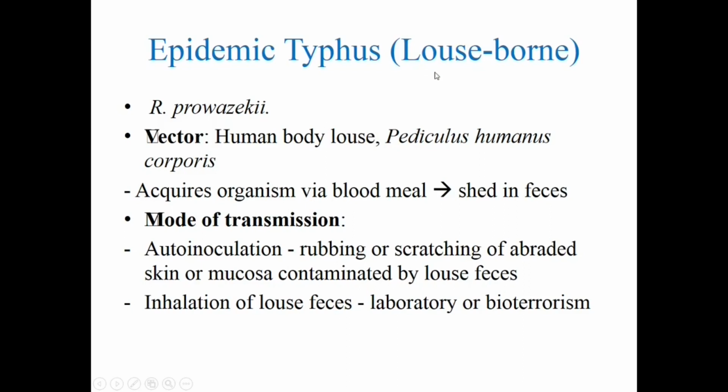I don't know whether you will be able to recollect all of them, but epidemic typhus is caused by prowazekii, transmitted by the body louse. The louse gets the infection by feeding on the blood of an already infected person, and it sheds the bacteria in its feces. This is how the infection goes on. Auto-inoculation can occur because the person will rub or scratch, and the skin will get abraded, and that's how the contaminated feces containing the rickettsial bacteria get inside the next person. Inhalation also can occur, but it is very rare.